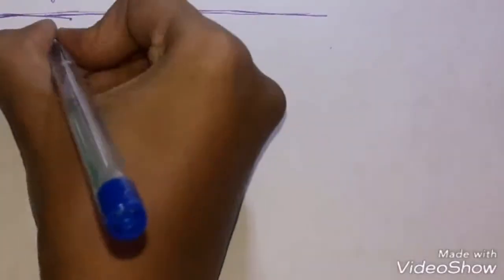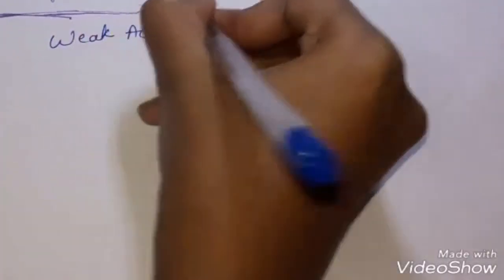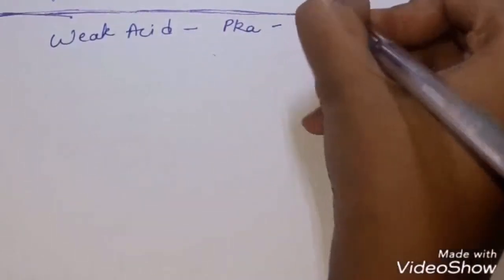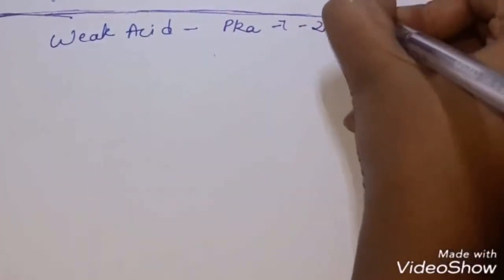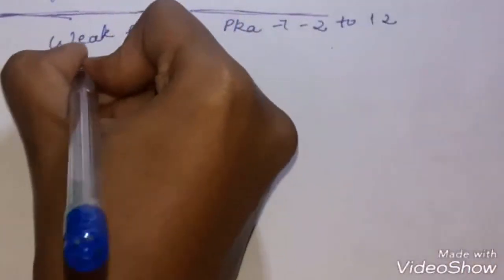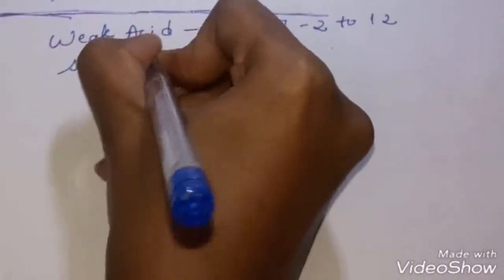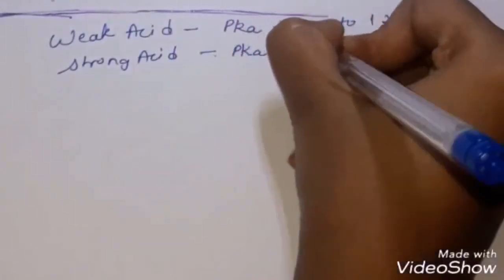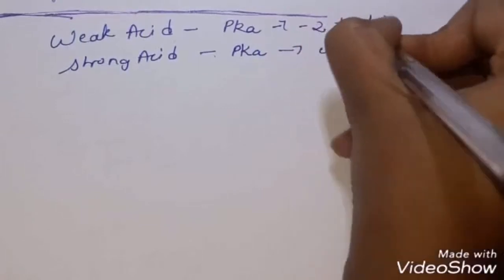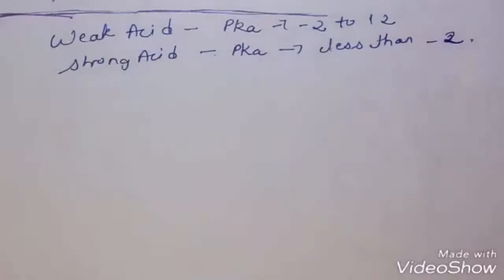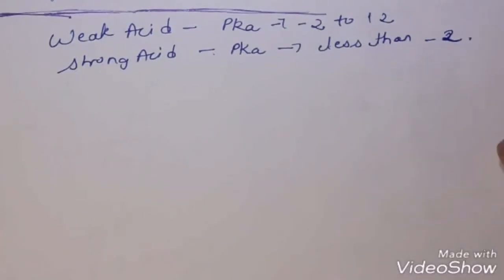For weak acid, the pKa value is always between -2 to 12, and for strong acid, the pKa value is less than -2. Okay. This is also one thing which you should remember.